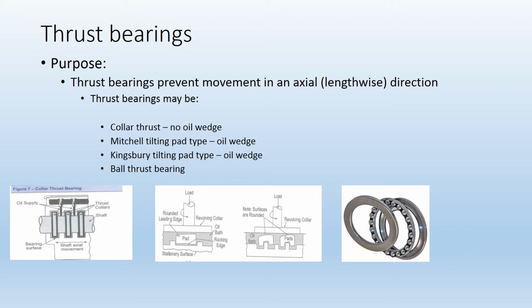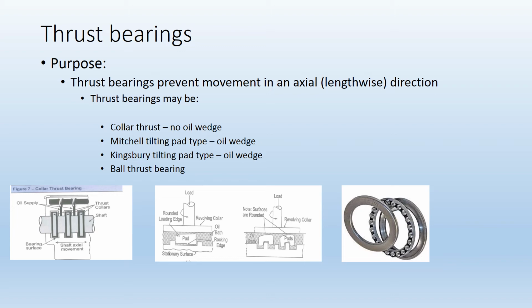The first style is the collar thrust bearing. The collar thrust bearing is a very simple bearing where the actual thrust collars are part of the shaft, and there's no oil wedge to support the load, so there's only boundary lubrication. So with this style of thrust collar, it can only handle relatively small thrusts.